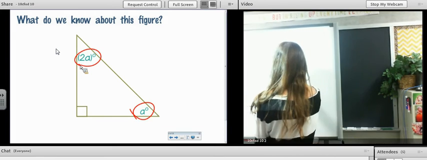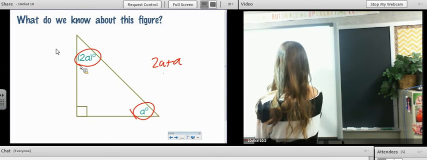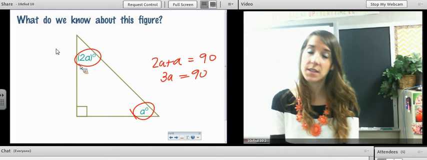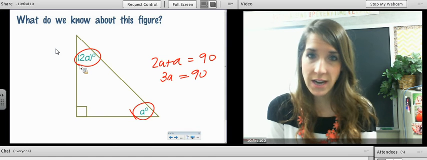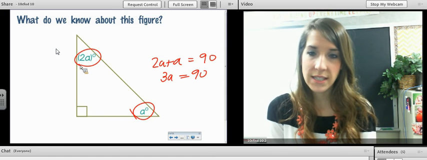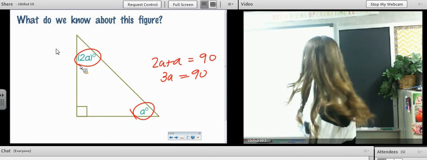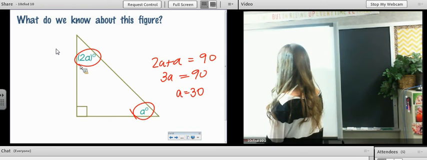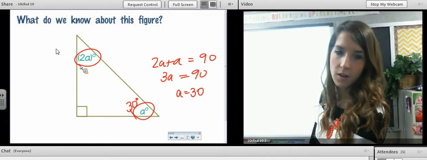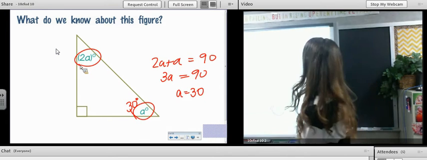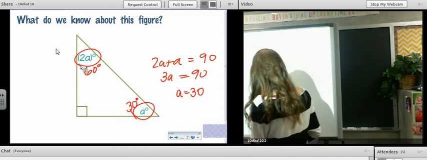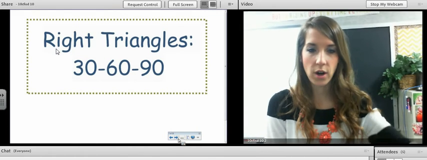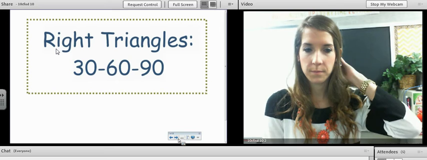Very good. So 2a plus a, we know that's 3a, but we also know that those two angles have to equal 90 because we've got 180. We've already used 90, so we've got 90 left. So what's a? Carson already got it? A is 30. So that makes this angle 30, and that makes the other angle 60. So the triangles we're going to study today are called 30, 60, 90 triangles.